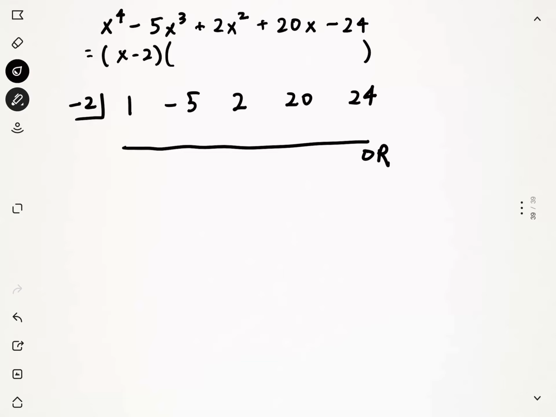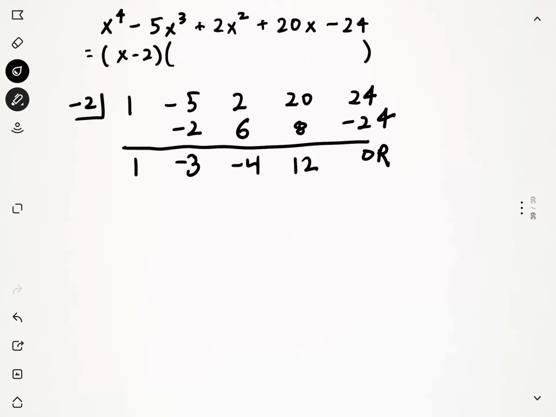Now, what are the other numbers here? Once again, we've been doing synthetic division for a while, so I'm going to go through this quickly. We're going to subtract, multiply, and so on. And then when we get to this, this is what we're going to have.